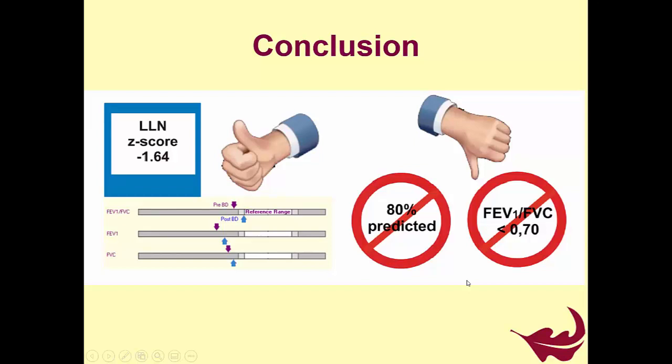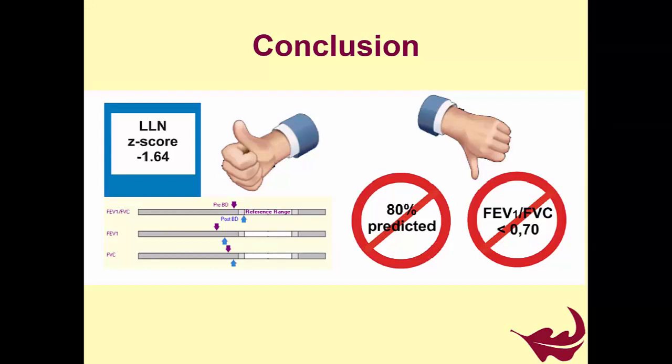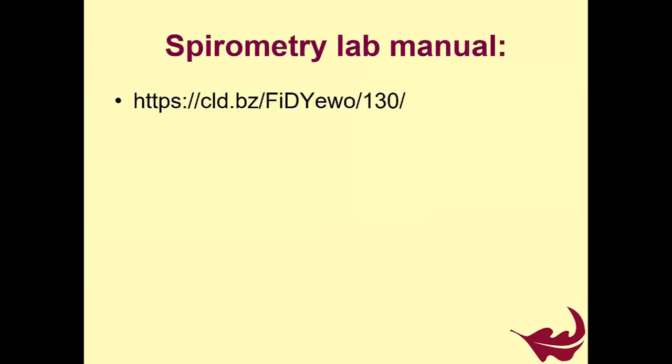So the conclusion, when you look at the way in which the latest guidelines are going, is that using the lower limit of normal Z scores and a cutoff value of 1.64, that would be the way to go. We are not using 80% of predicted anymore. We are not using the FEV1 divided by FVC ratio of 75 or 70 anymore. We need to use lower limits of normal to detect whether there's a problem in the diver or not.